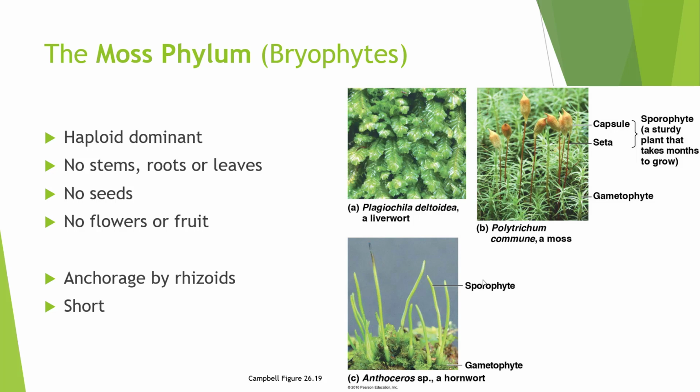So if they don't have roots, how do they anchor themselves to rocks? Well, they have something called rhizoids, which are these specialized little things that are not roots. They do not pull up water using these. They just anchor themselves. And mosses are short.